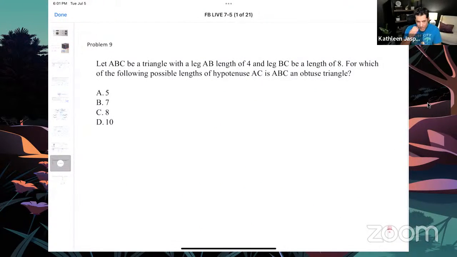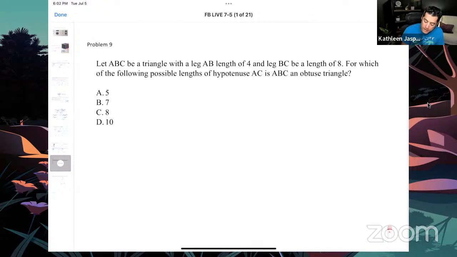Okay. Here is the next one. Let ABC be a triangle with leg AB of length 4 and leg BC of length 8. For which of the following possible lengths of hypotenuse AC is ABC an obtuse triangle? Okay, seems like a lot.